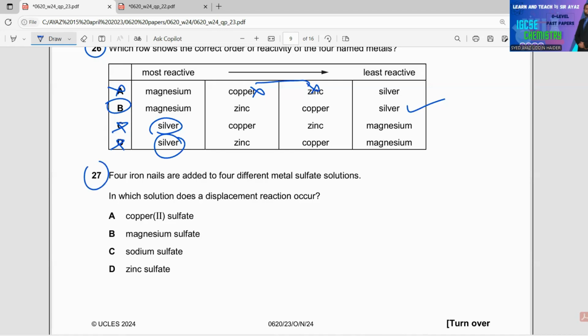27. 4 iron nails are added to 4 different metal sulfate solutions. In which solution does a displacement reaction occur? So we are placing iron nails. Iron will displace metals in the solution which are less reactive than iron. Magnesium, sodium, zinc, they are more reactive than iron. So in A, we are having copper 2 sulfate. Copper is less reactive than iron, so it will get displaced.